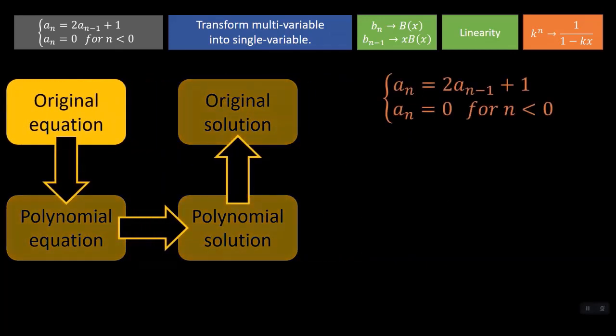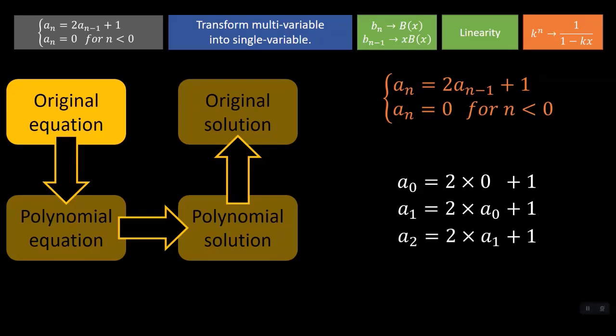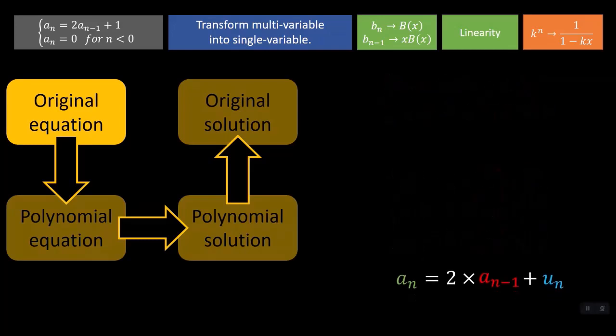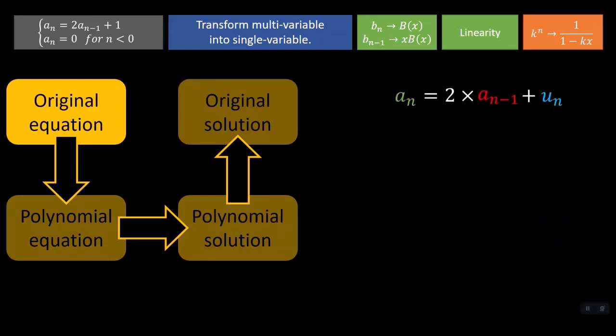Okay, so this is our equation. Let's write it down for the first few values of n. A of 0 equals 2 times 0 plus 1. A of 1 equals 2 times a of 0 plus 1. A of 2 equals 2 times a of 1 plus 1, and so on. We can see that this sequence is a of n minus 1, as we said earlier, which is multiplied by 2. And then we add to it a sequence of 1's, or u of n. And this sequence is equal to a of n. So this is the new form of our problem.